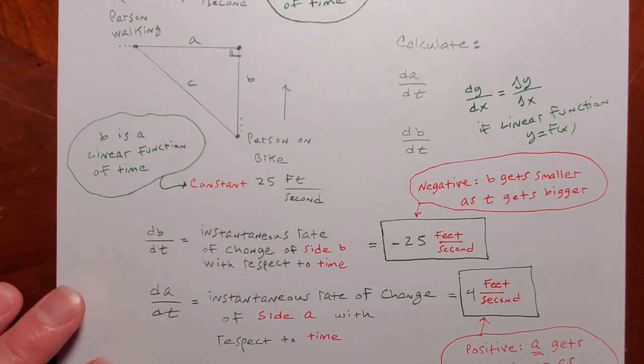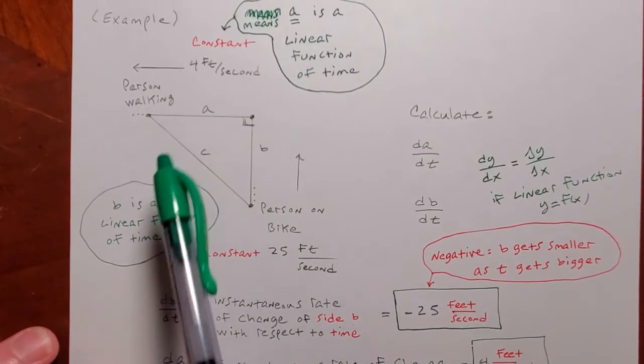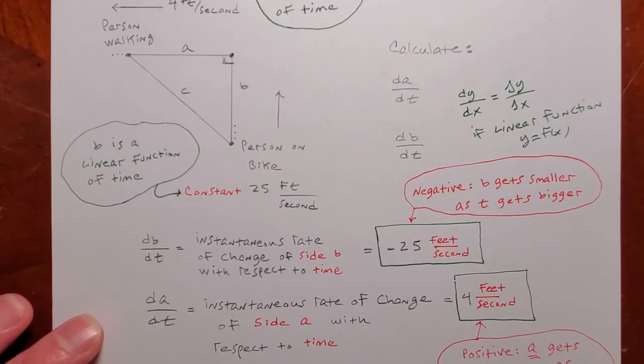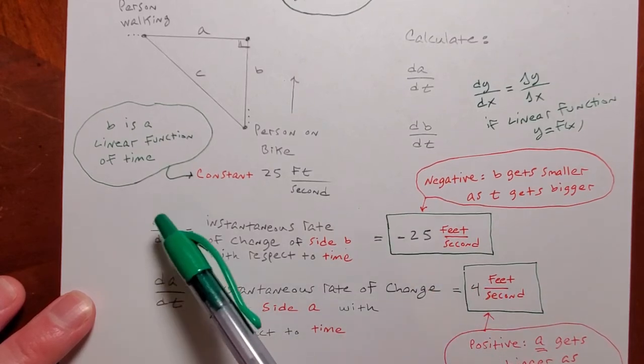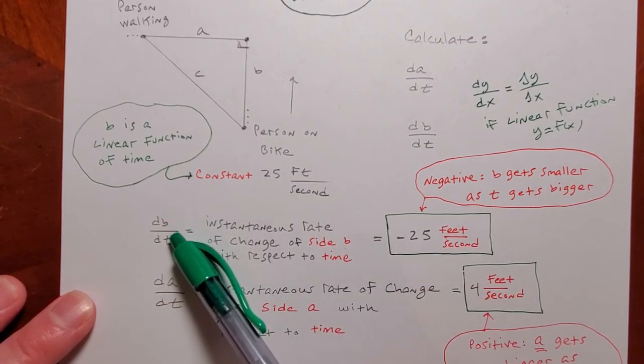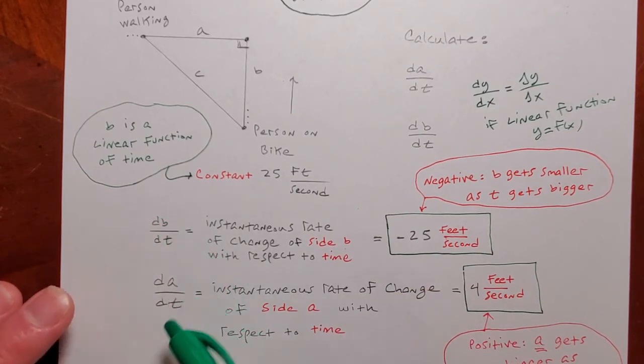All you have to do, really, when you read something like that, is think: well, I know my numbers, 25 and 4, but is B getting bigger or smaller? And is A getting bigger or smaller?